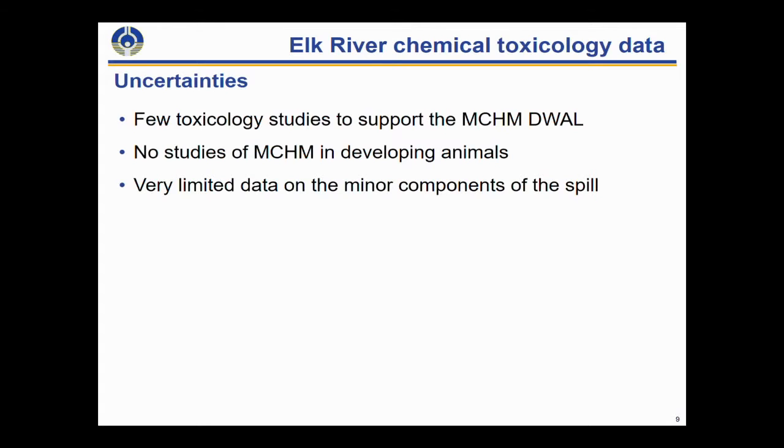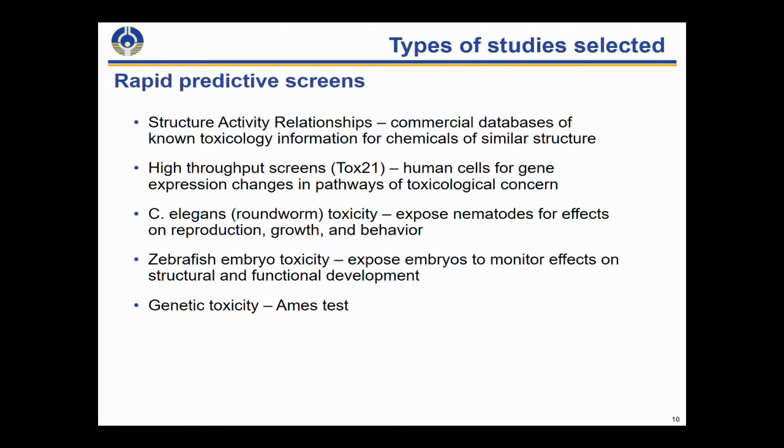There were a lot of pregnant women in Charleston, as there are, and that was a concern. There are very limited data on the minor components of the spill. In essence, nothing really. So what we were asked to do by the senator from West Virginia and some other folks was to come up with a series of studies that might allow us to give some confidence to the drinking water advisory level that was set by the CDC.